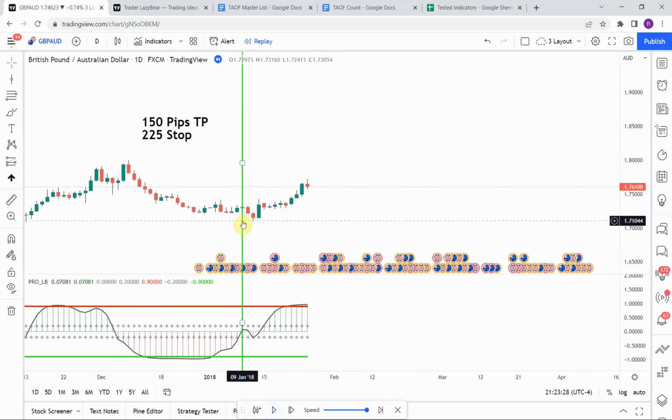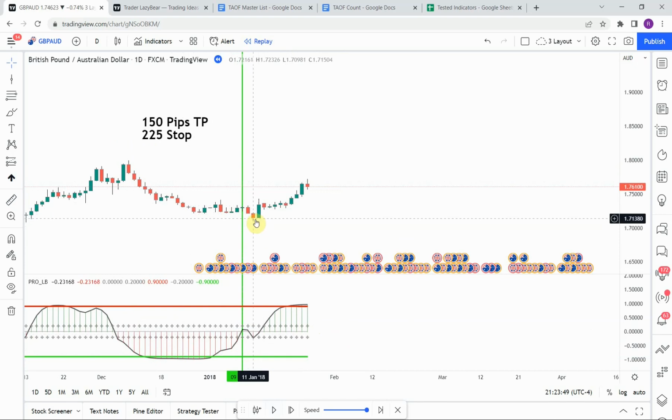Right, so the first signal that I pick up is a long signal. We get that drop down into the oversold area. We then get the oscillating line, the RSI line, that then crosses up above the X's here, the gray X's. And that happens right here on this candle.